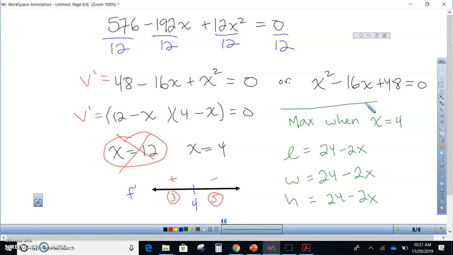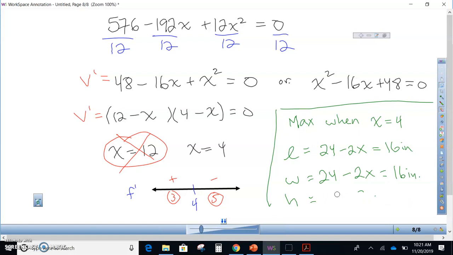We're going to plug that into the length, which was 24 minus 2x, so that'll produce 16 inches. Width is the same thing, so it'll be 16 inches. And then the height, oh, that's not the correct height. The height was just x. So the x will be 4 inches. So the height will just be 4 inches.